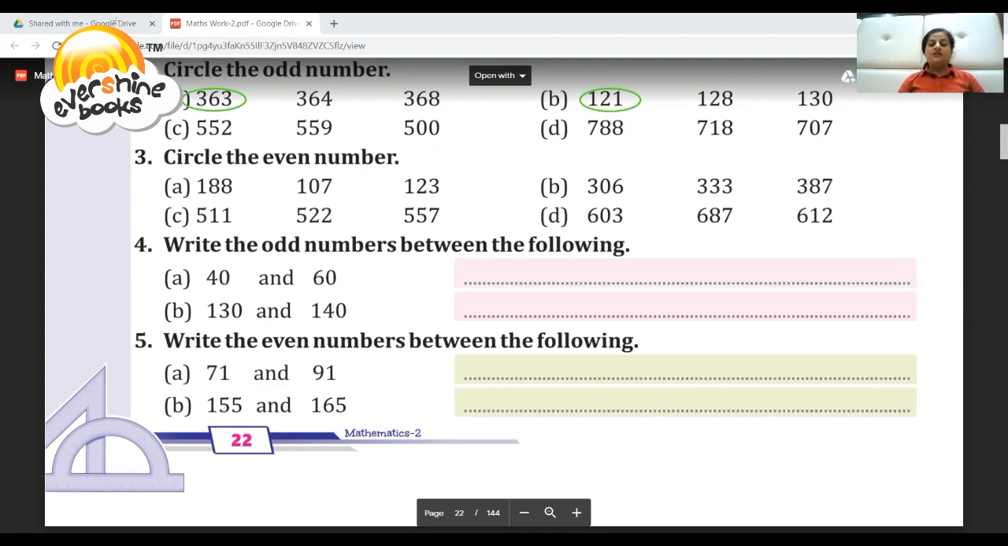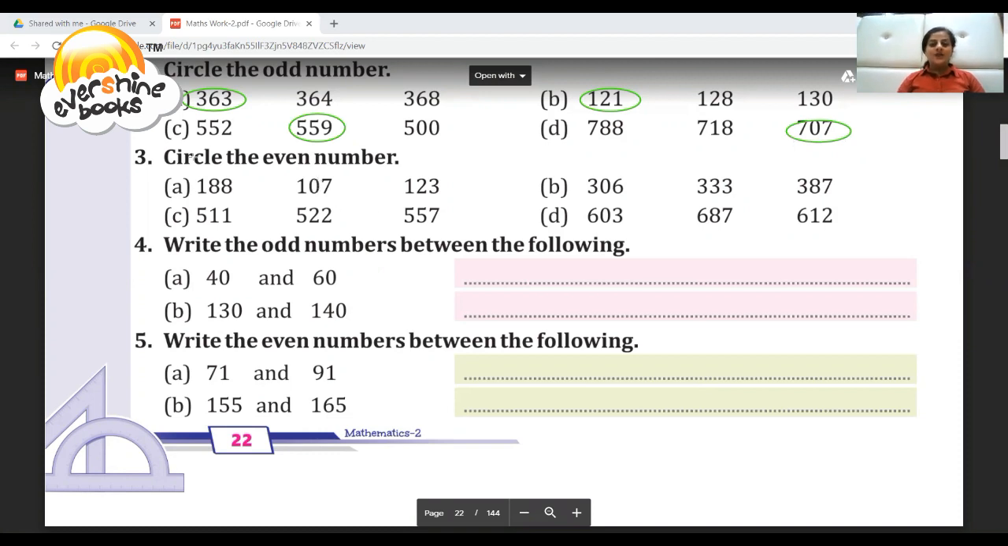Next is 552, 559, 500. 9 at one's place is our odd number and we got our answer. We are going to make the circle here, 559. Okay. Next is 788, 718 and 707. At one's place there is 7. So here we got our odd number, that is 707. Yes.